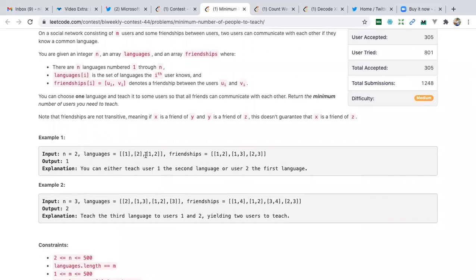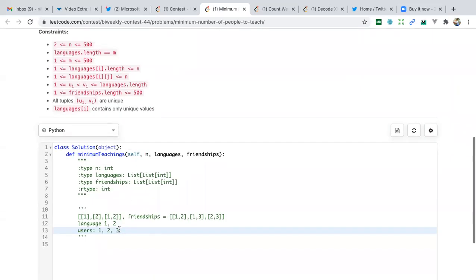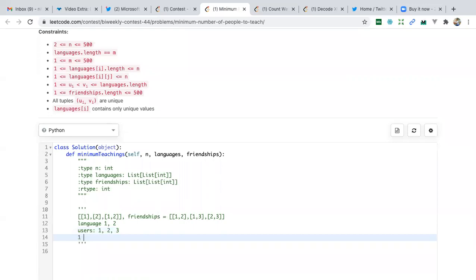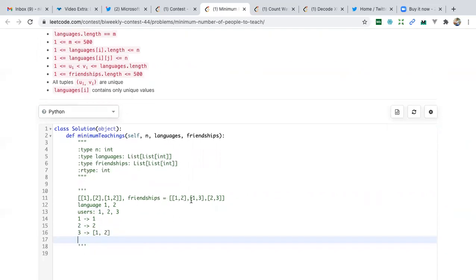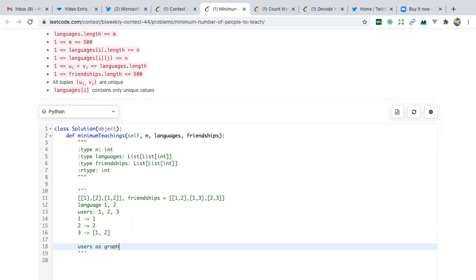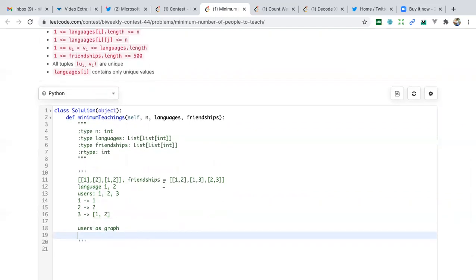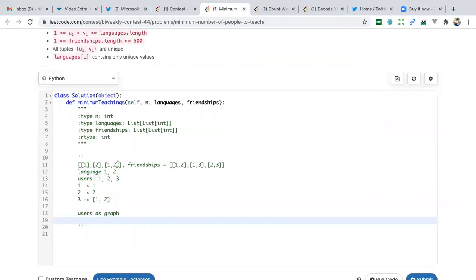So user 1 knows language 1, user 2 knows language 2, and user 3 knows languages 1 and 2. And the friendships are 1 and 2 are friends, 1 and 3 are friends, and 2 and 3 are friends. So we can make the users a graph, with the friendships as the edges. And now we have to combine those users.